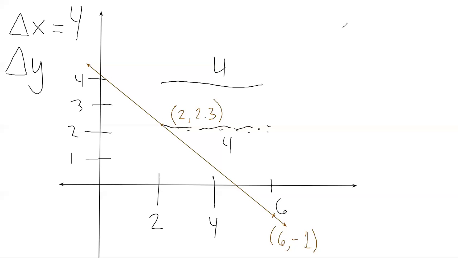So from 2.3 down to 0 would be, of course, a reduction of 2.3. And then to get down to -1, we'd have to go down another one. So that would take us to -3.3. So the change in y, delta y, is -3.3.